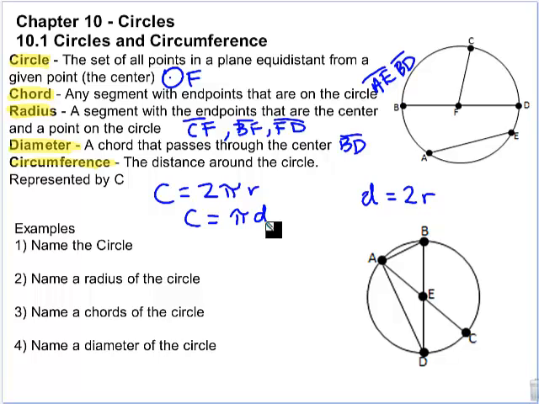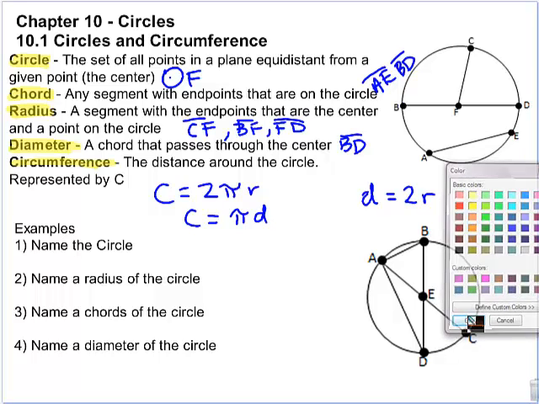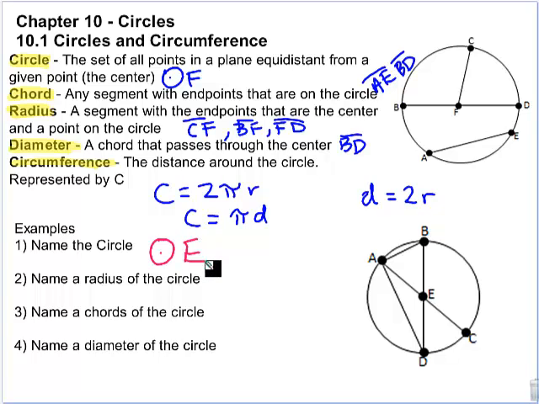All right. So using this circle diagram down here, we are going to do a few different things. We're first going to name the circle. How do you name this circle? Circle E, yeah. Name a radius of the circle. BE would be one. What's another one? AE would be one. Any others? ED and CE. Notice for a radius, what letter is it always going to have? The center. So in this case, it must always have E.